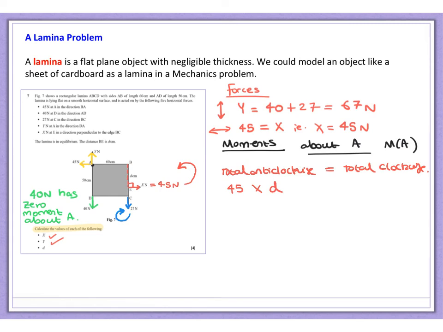Be very careful. It would be very easy to try and do 45 times 60, but 60 is not the perpendicular distance. The force is horizontal, so you're looking for a vertical distance. Similarly, with the 27 newton force, it's a vertical force, so when you're looking for its perpendicular distance from A, you're looking for a horizontal distance from A, which is 60. It's a very simple equation to then rearrange, and you will find that D works out to be 36 centimetres.